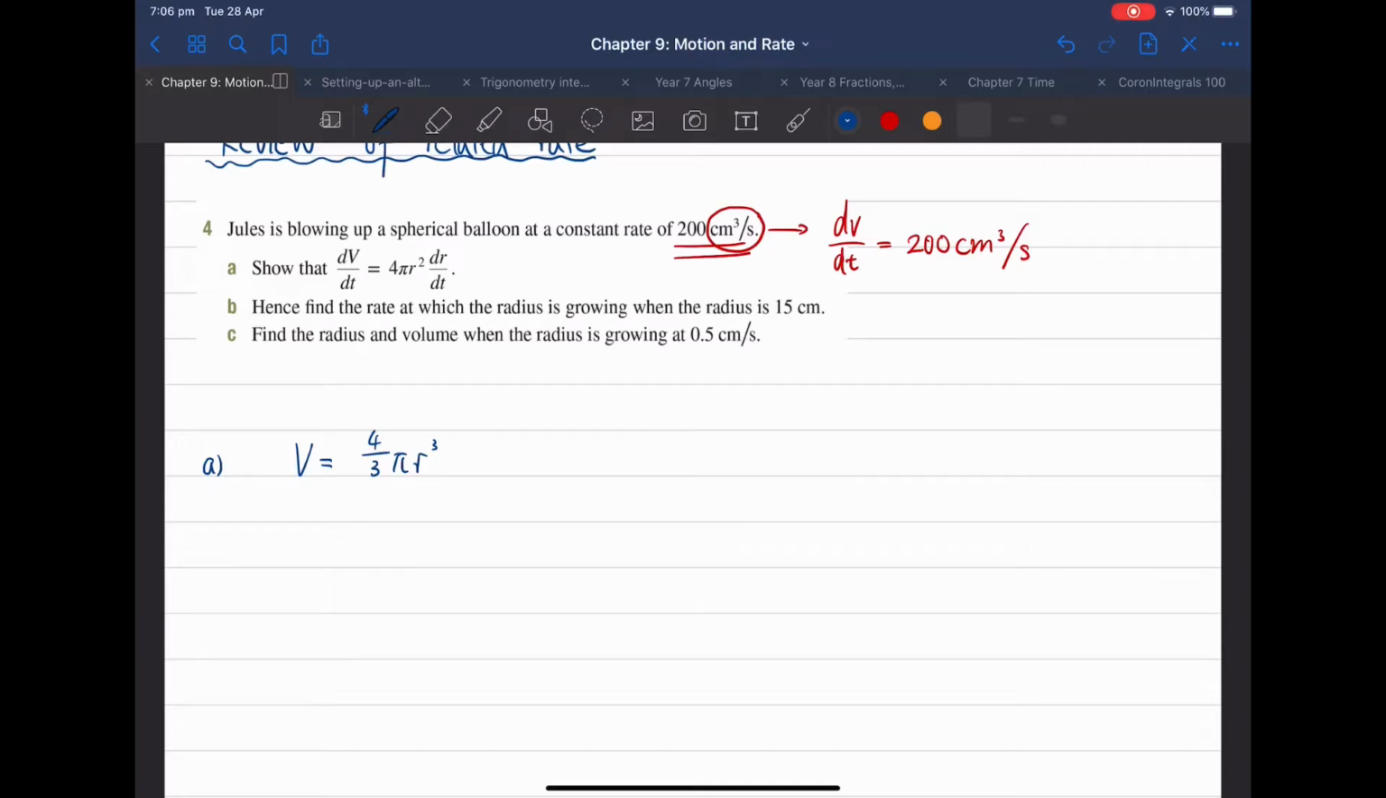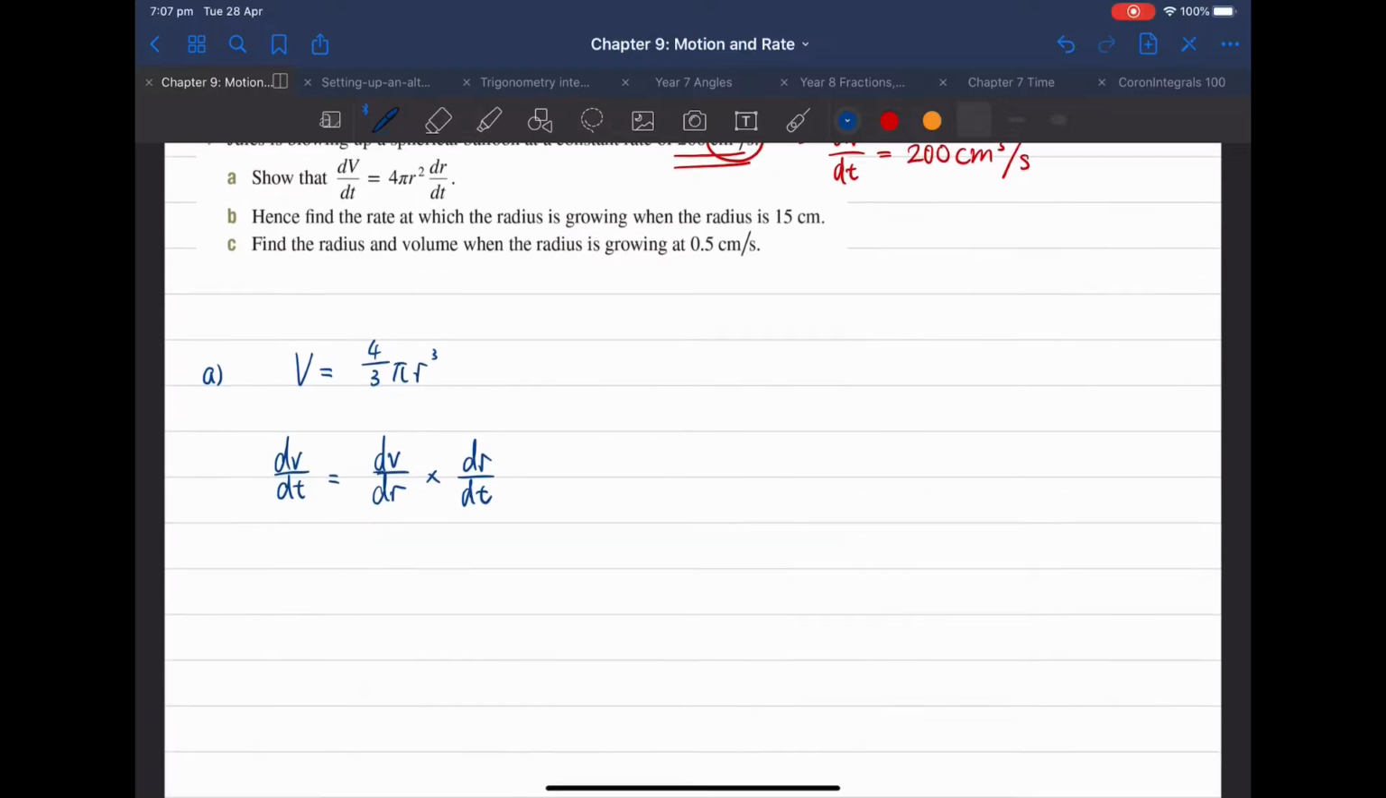Now we're going to differentiate that, using the chain rule. So I'm just going to show you the chain rule steps. dV over dt, when we differentiate with respect to time, is equal to dV over dr times dr over dt. That is the chain rule. Once you finish that, then we can start to do the calculation.